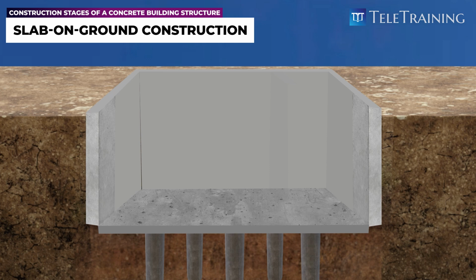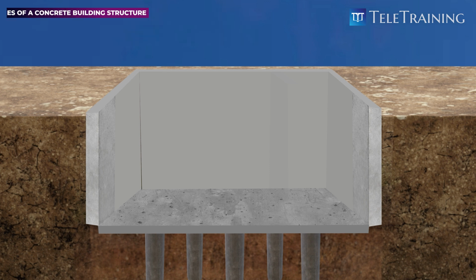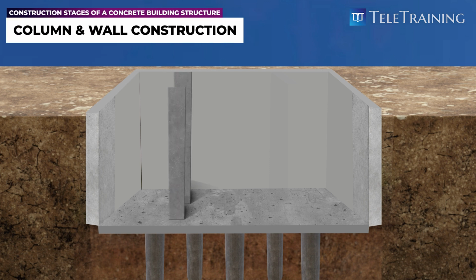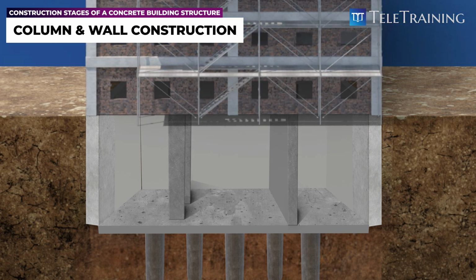We are now ready to begin constructing the building structure above ground level, starting with the vertical supporting elements, such as columns and walls. Columns and walls play a critical role in the building's structural integrity, as they not only carry the weight of the building, but also provide resistance against lateral loads, such as wind.